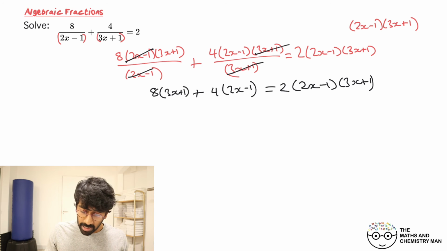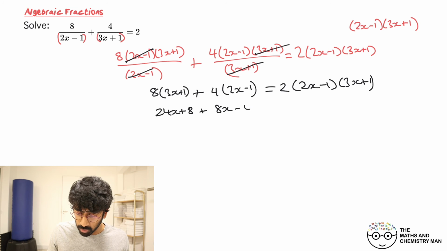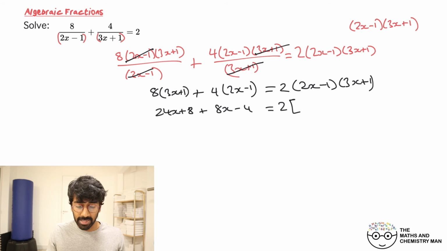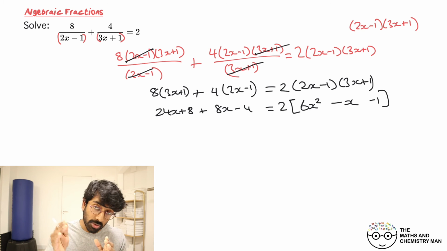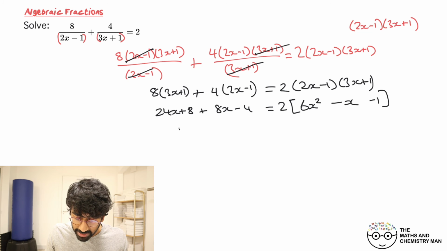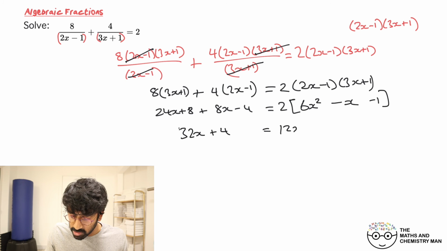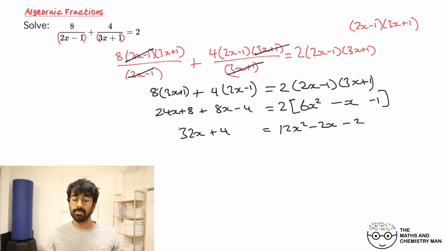Let's just get expanding and yeah, simplify this down. So what have we got on this side? We've got 24x plus 8 plus 8x minus 4 equals, I'm going to keep the 2 out there and just expand these two double round brackets in here. So we'll have what, 6x squared plus 2x minus 3x and then minus 1. So again, that plus 2x and minus 3x, let's just simplify that and make it just minus x in the middle, and then multiply it all out. We can also simplify the left-hand side too. So 24x, 8x is going to be 32x again, plus 4, and is equal to, we've got 12x squared minus 2x, and then minus 2, like that.